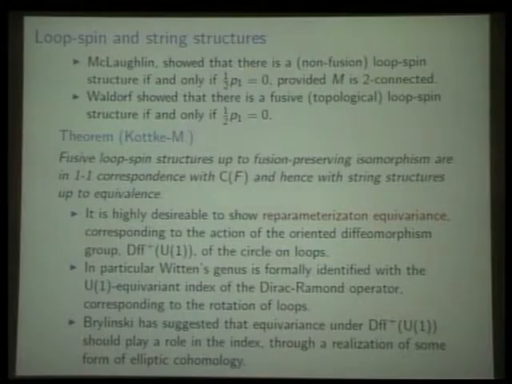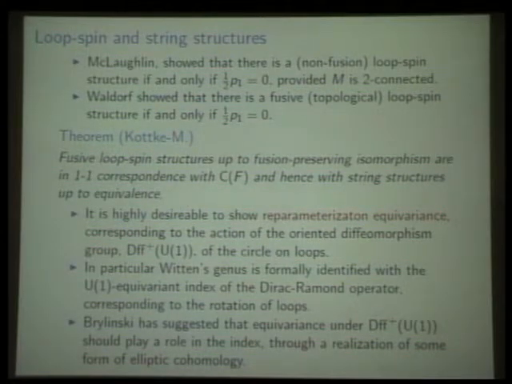McLaughlin showed, this is early 90s, before fusion was introduced, that there's a loop spin structure if and only if half P1 vanishes, but this is under strong assumptions on M, namely that M is two-connected, which is not very happy. Waldorf, much more recently, like last year, showed that there's a fusive topological, so not very smooth, loop spin structure under the same condition, if and only if half P1 vanishes. So what you want is this stronger statement: loop spin structures with additional conditions.